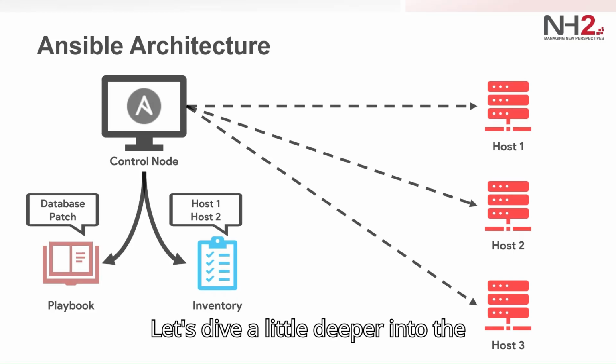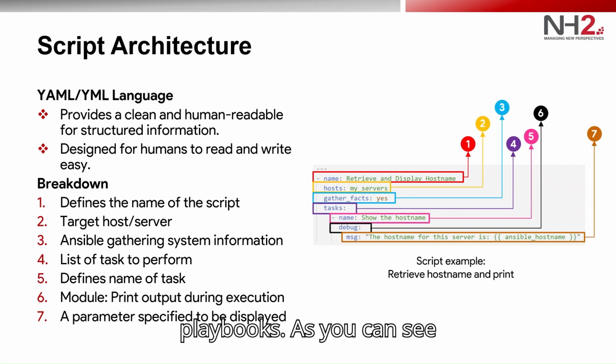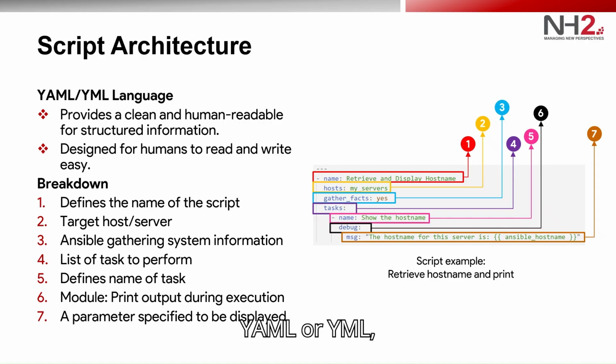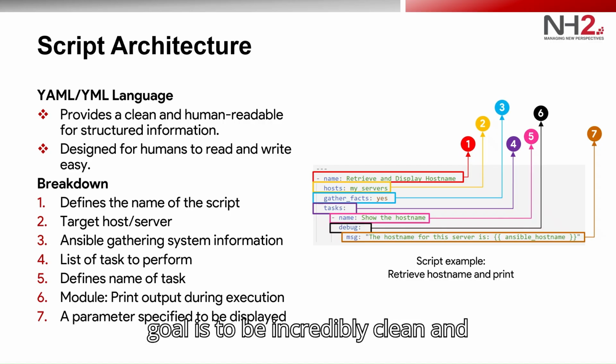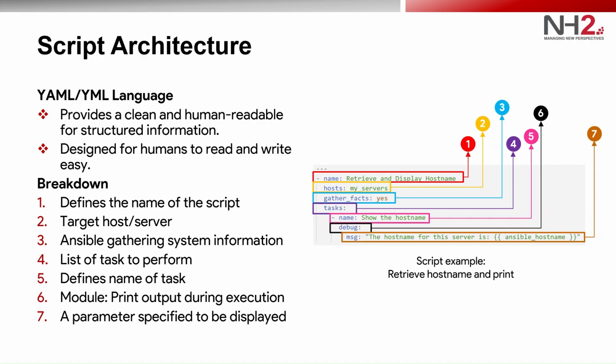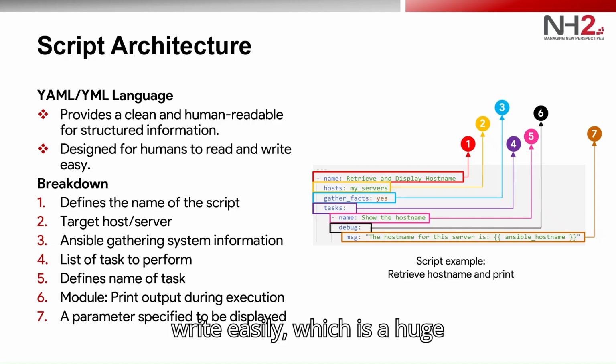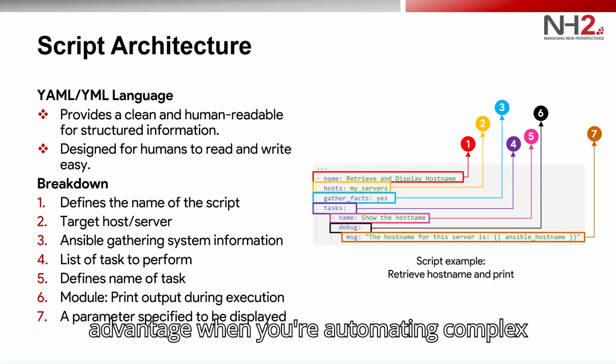Let's dive a little deeper into the structure of these Ansible scripts or playbooks. As you can see from the screen, they are written in YAML or YML, which stands for YAML Ain't Markup Language. Its primary goal is to be incredibly clean and human readable for structured information. As the slide says, it's designed for humans to read and write easily, which is a huge advantage when you're automating complex tasks like database patching.